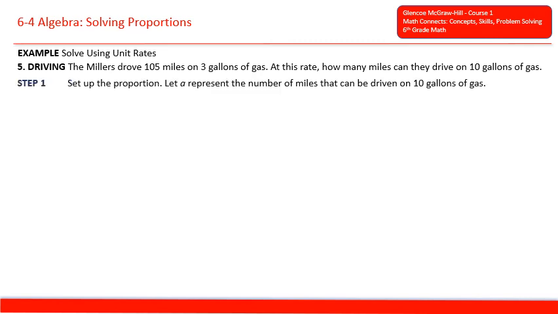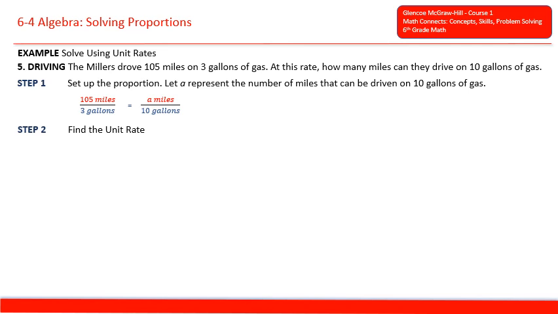Step 1. Set up the proportion. Let A represent the number of miles that can be driven on 10 gallons of gas. So we have 105 miles on 3 gallons of gas. That's known. And we need to figure out how many miles we can drive on 10 gallons of gas.